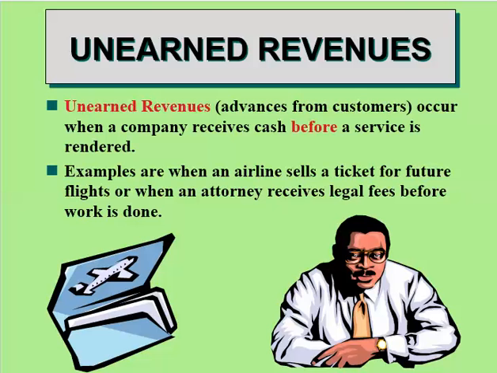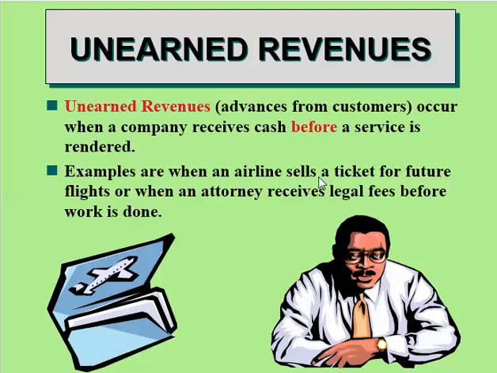Alright, let's look at unearned revenue. So these are advances from our customers. A customer pays us in advance for services or merchandise that we've yet to provide. That's a liability to us. We now have an obligation to provide that service or merchandise or return the customer's money.